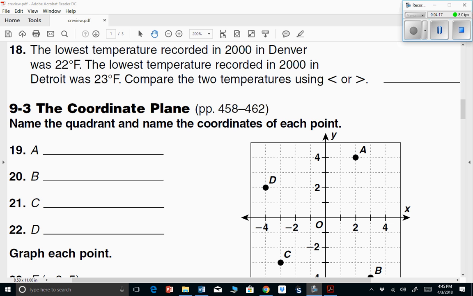Number 18 says, the lowest temperature recorded in 2000 in Denver was 22 degrees Fahrenheit. The lowest temperature recorded in 2000 in Detroit was 23 degrees Fahrenheit. Compare the two temperatures using less than or greater than. So you could put 22 is less than 23, or you could put 23 is greater than 22. Either one of those would have been correct.